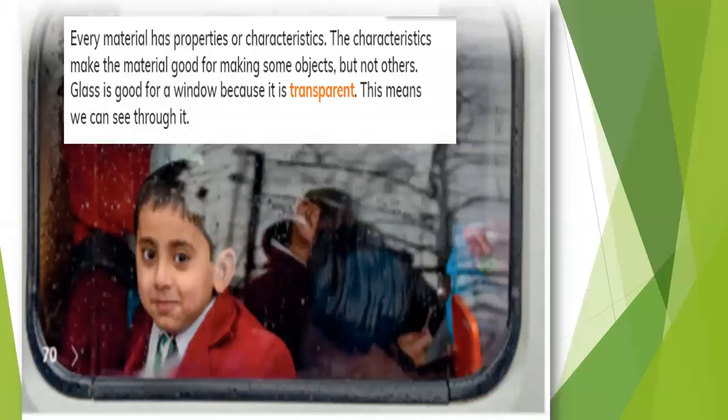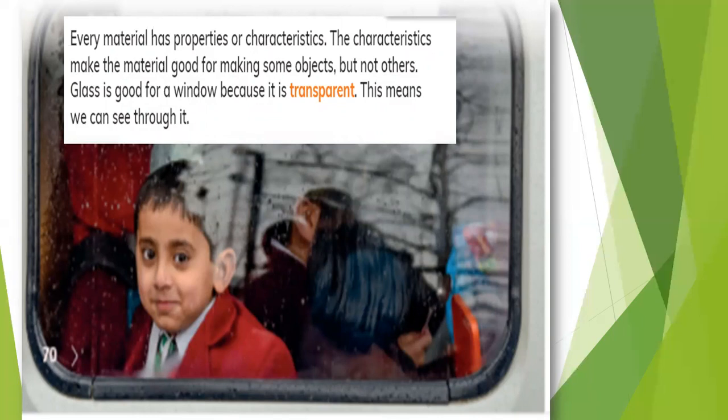Every material has properties or characteristics. The characteristics make the material good for making some objects but not others. In the previous classes, we have discussed that all materials have some properties. So we use those materials according to their properties or characteristics.